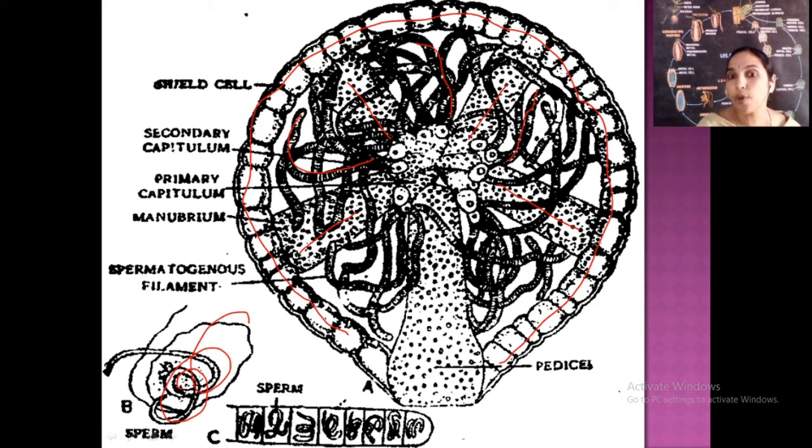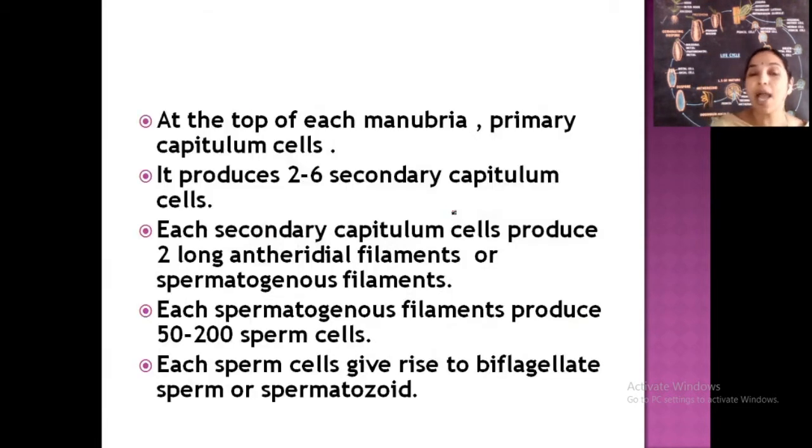So, what is the structure of globule? Globule has a stalk, pedicel and outer shield cells, and many structures arising from the center, that is the primary capitulum. It branches and forms secondary capitulum. These are the secondary capitulum, from which a large number of antheridial filaments arise that produce the antheridium. Okay. Now, primary capitulum cell, secondary capitulum cell, that is what I discussed here. From each spermatogenous filament, what is produced? About 200 sperm cells are produced, and they are biflagellate structures. They are also known as spermatozoids.